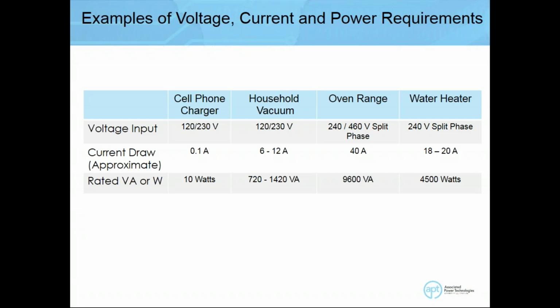So for a water heater, again, it's a heating element. It is a purely resistive product. You're going to see 450 watts listed. This tells you the required amount of voltage and current for this.